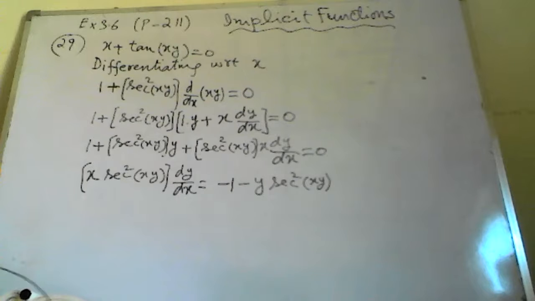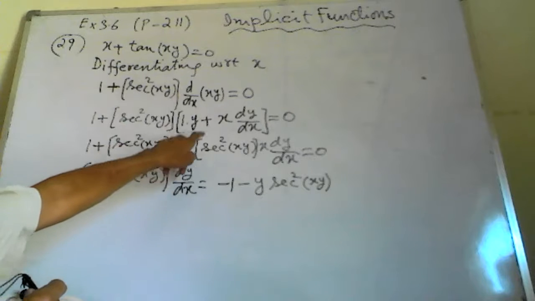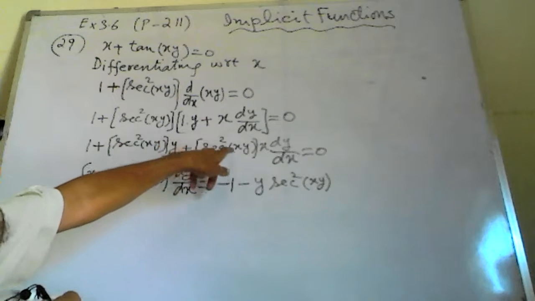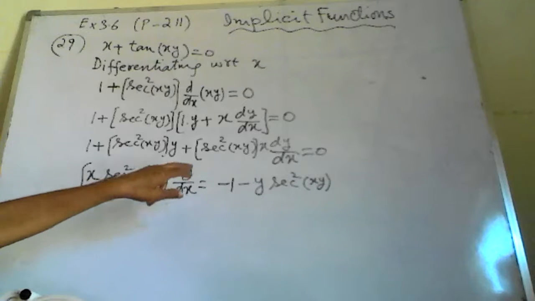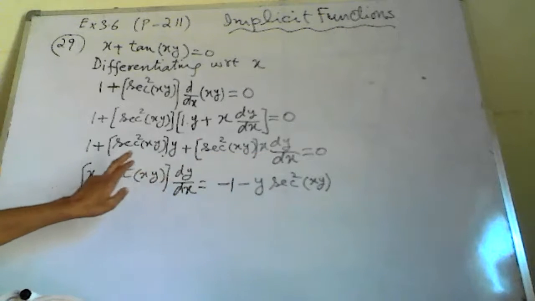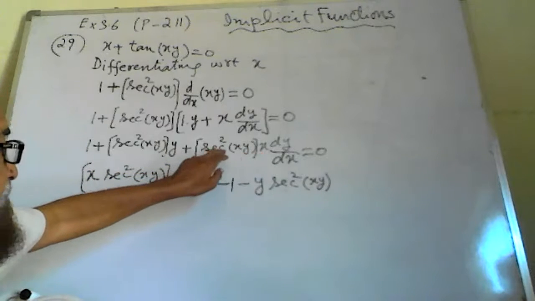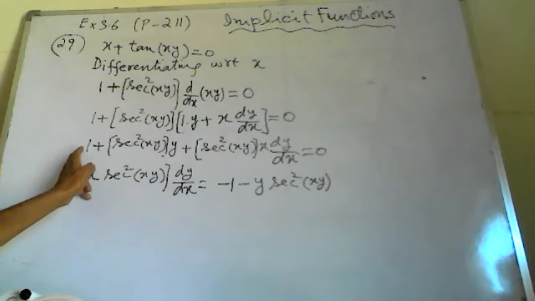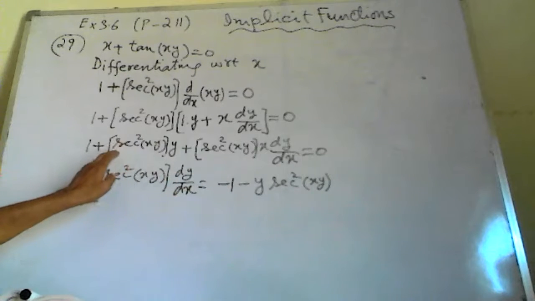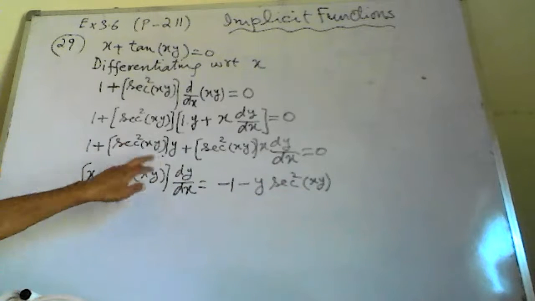Okay students, so this is 1 plus sec square xy will be multiplied with y plus sec square xy x dy upon dx equal to 0. Now dy upon dx will be kept on the left side. So this is x sec square xy dy upon dx on the left side. 1 will be shifted to the other side, -1, and this y sec square xy will be shifted to the right side. Now this will divide.